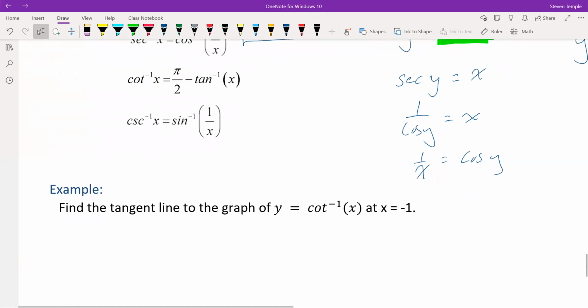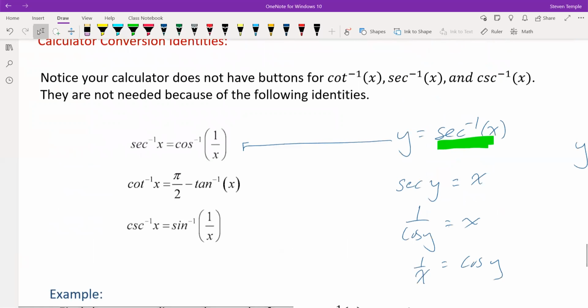Okay, I'm going to stop this video here. I'm going to pick up in the next section, which is going to be the derivative of logs and exponents.